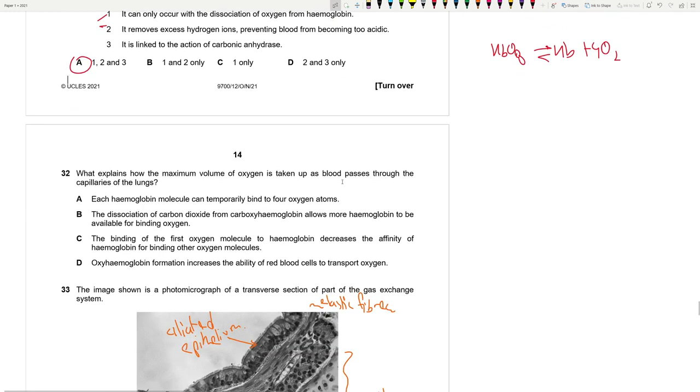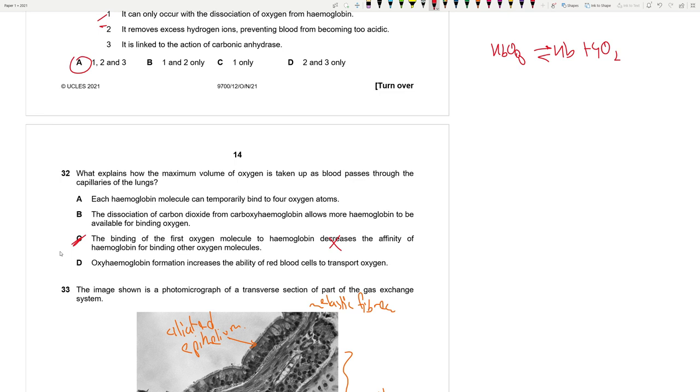32. What explains how the maximum volume of oxygen is taken up as blood passes through the capillaries of the lungs? Each hemoglobin molecule can temporarily bind to 4 oxygen atoms. This doesn't look like the best answer. The dissociation of carbon dioxide from carboxyhemoglobin allows more hemoglobin to be available for binding oxygen. We don't have much carboxyhemoglobin in the first place. The binding of the first oxygen molecule to hemoglobin decreases the affinity. That's wrong. It actually increases the affinity.